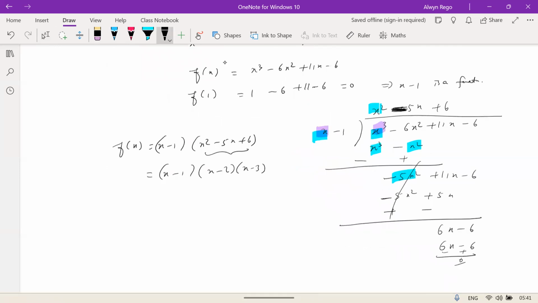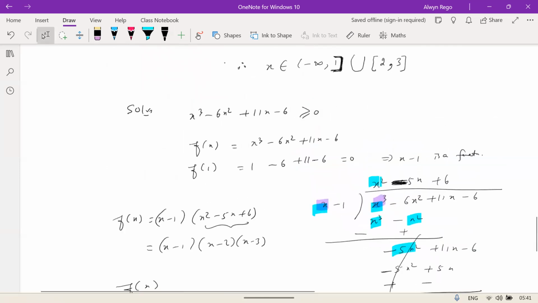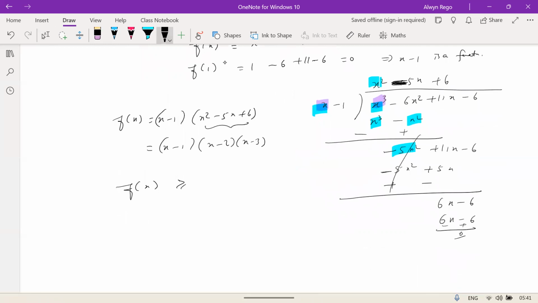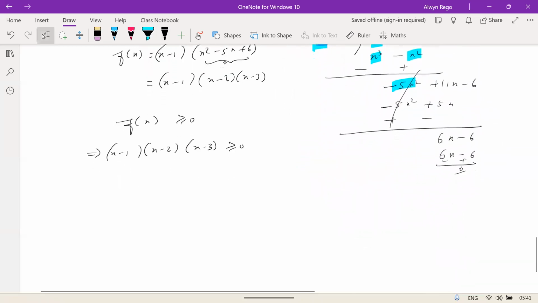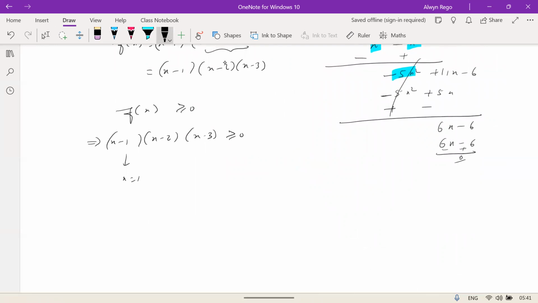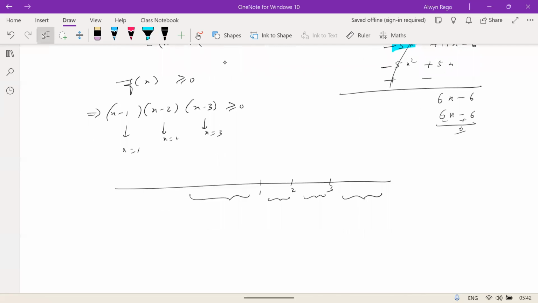So talking about f of x is more than or equal to 0, you're talking about x minus 1 into x minus 2 into x minus 3 is more than or equal to 0. Then the same story. So you have x is equal to 1 here, you have x is equal to 2, you have x is equal to 3 here, and then you go for the zones and look for these values. So when x is less than 1, let's say 0, 0 minus 1 is negative, 0 minus 2 is negative, 0 minus 3 is negative.